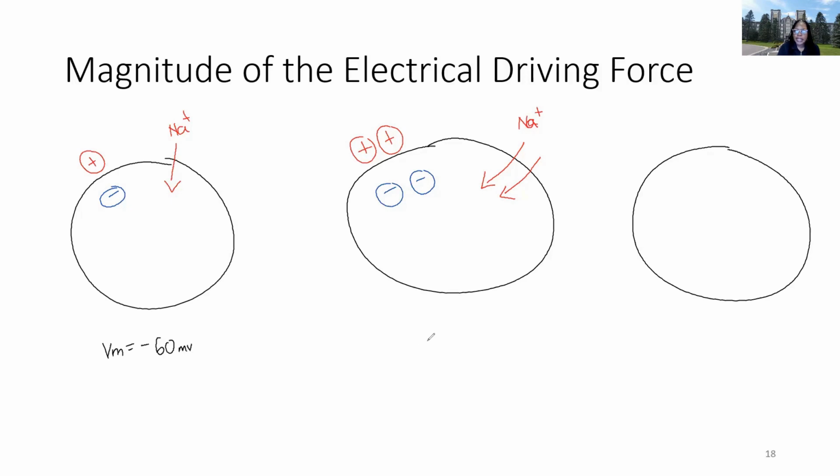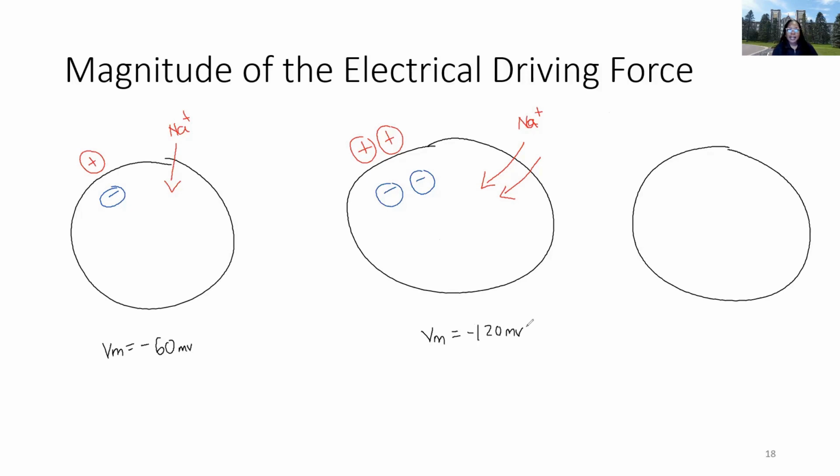And so can anyone predict what the VM in this case would be? Can anyone predict what the VM, the membrane potential, in the second scenario would be? We have the same cation, right? But now our separation of charge is twice as much. Perfect, yes, so 120, specifically negative 120. Excellent, thank you. So this would be a VM of negative 120 millivolts.